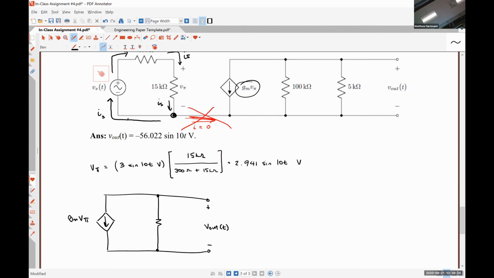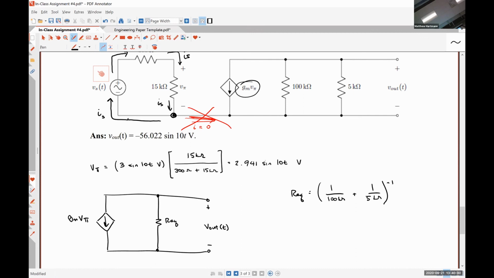So how do I combine resistances in parallel? Okay, so I add the reciprocals. So 1 over 100K plus 1 over 5K. What do I do to that sum? Yeah, so I take the reciprocal of that.